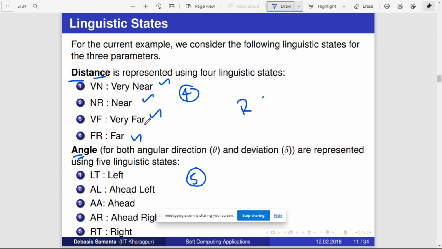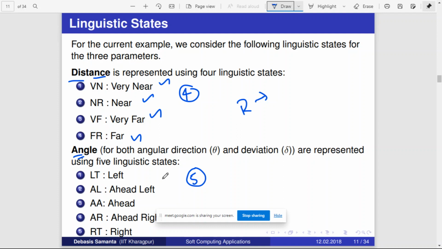See, what we are discussing is that the robot should not collide with any of the objects. If there is a chance of collision, it should take a deviation. Okay. So for distance we have 4 linguistic states. For angle we have 5 linguistic states. Okay. So at a given point of time, the robot may encounter any combination of these.